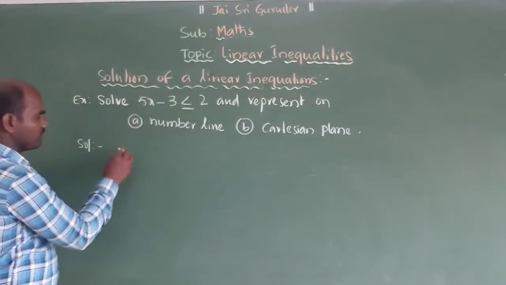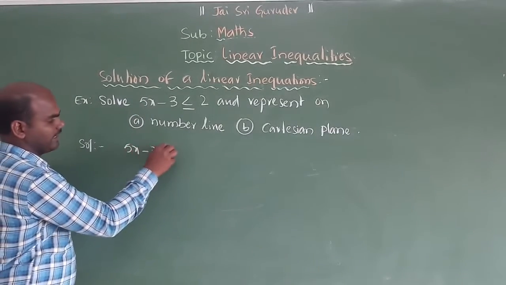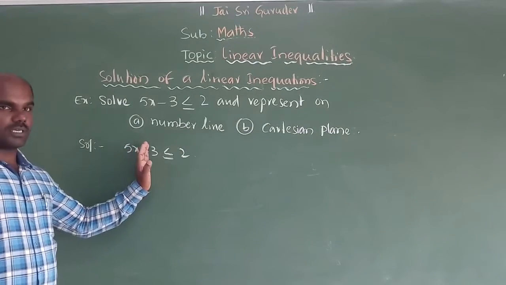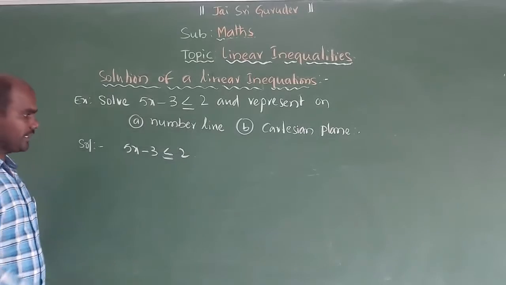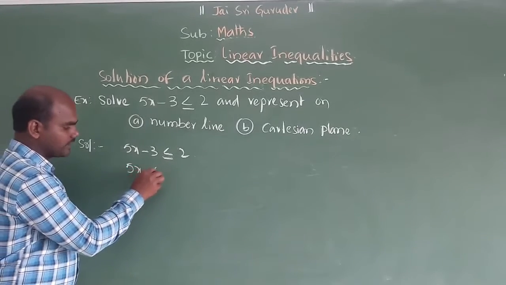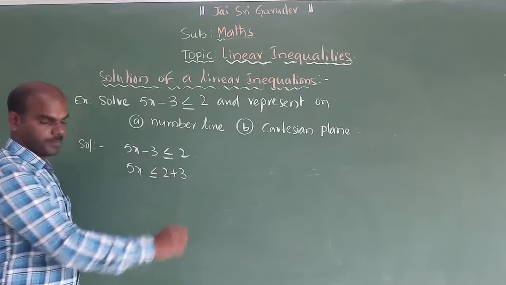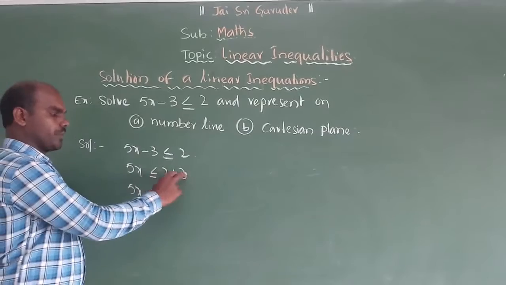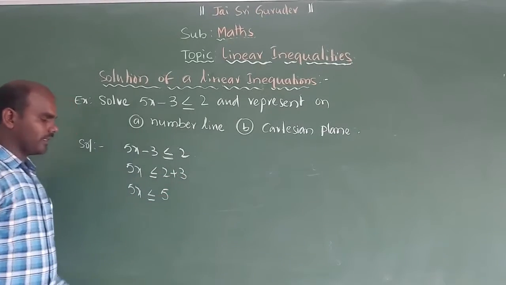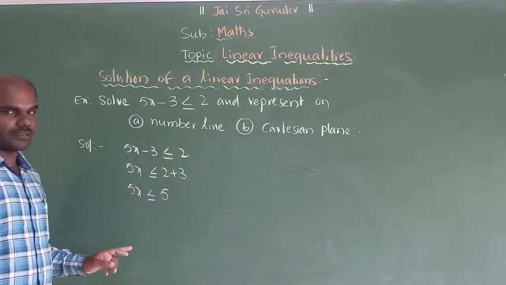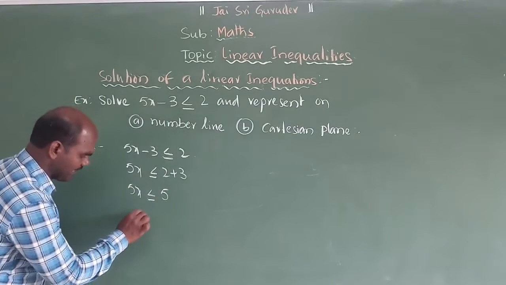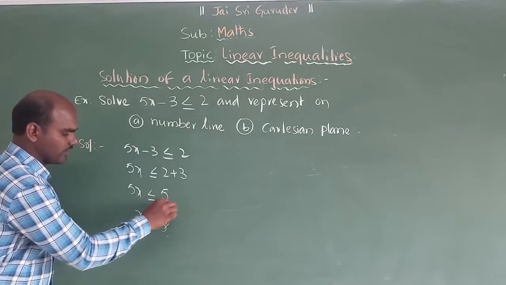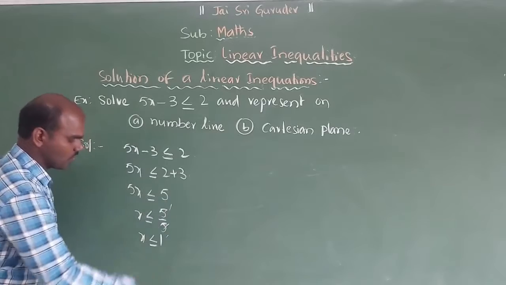5x minus 3 less than or equals to 2. The constant we have to send to the right hand side, that is 5x less than or equals to 2 plus 3, so 5x is less than or equals to 5. Here 5 is a multiplication; if you send it to the other side it becomes division. So x is less than or equals to 5 by 5, and 5 ones are 5, so x is less than or equals to 1.